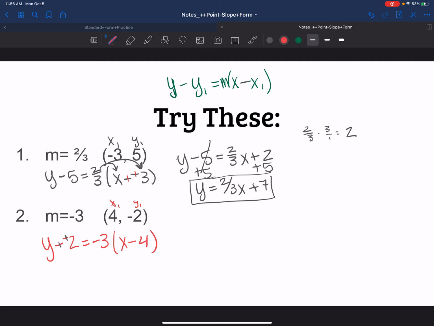Now I do my 2 steps. Distribute first, y plus 2 equals -3 times x gives me -3x, and -3 times -4 gives me +12. Then I will subtract 2 from both sides, and I get y equals -3x plus 10.